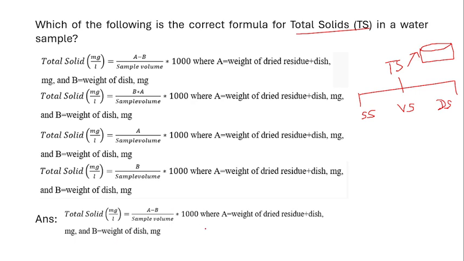So here A is the weight of the dried residue plus the dish. This is the container. Okay, and B is the weight of the dish. So you have to subtract these to arrive at the weight of the dried residue, which is the weight of the solid content present in the sample, and it is divided by the sample volume. Okay, this is the right formula to calculate the total solids in the water.